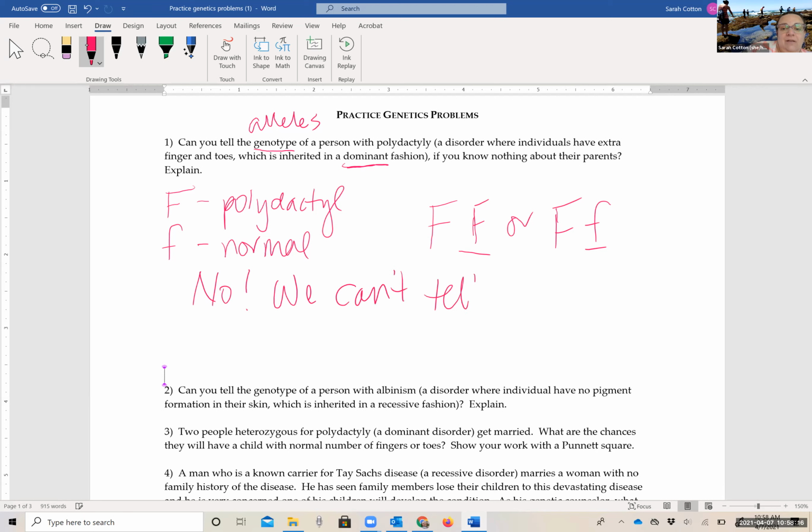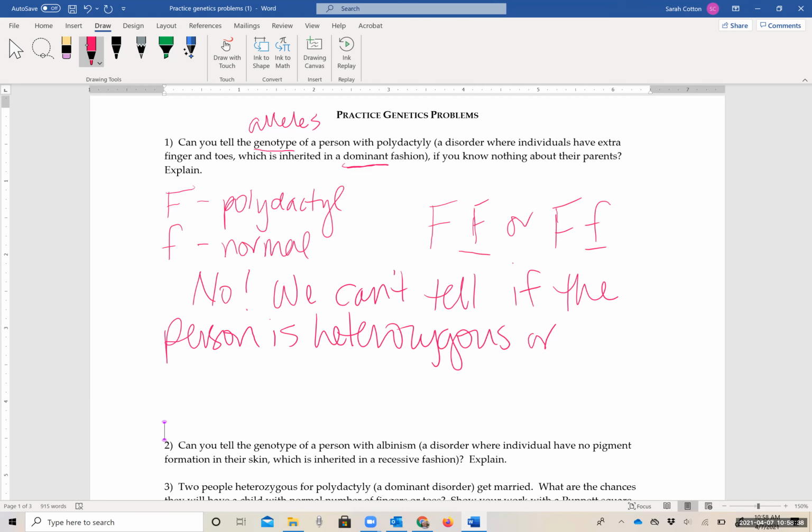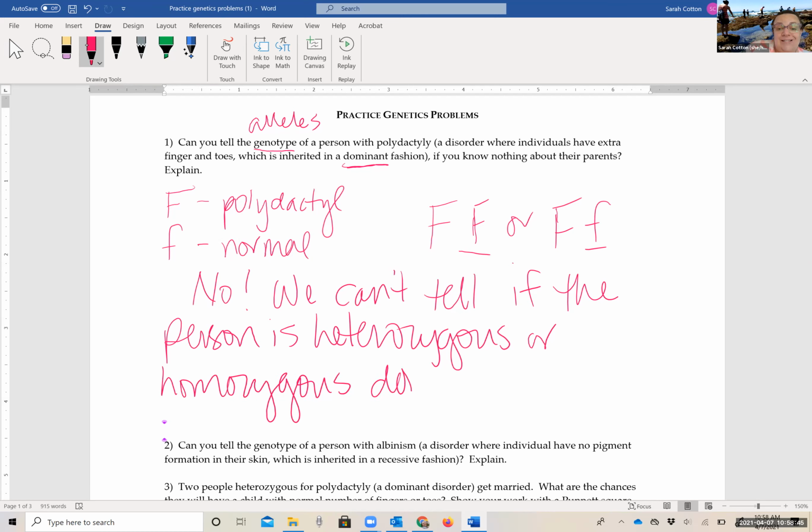We can't tell if this person is heterozygous. What does that mean, heterozygous? Big F, little f, two different letters. Hetero meaning different, so heterozygous means having two different alleles. Or homozygous, with two big Fs. In this case, we would say homozygous dominant, because we know it's a dominant trait.